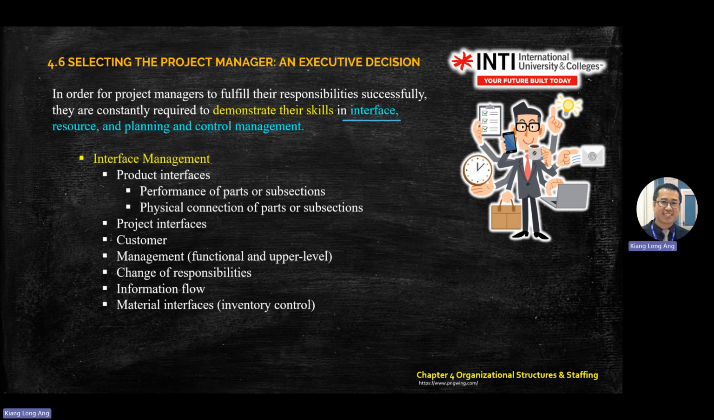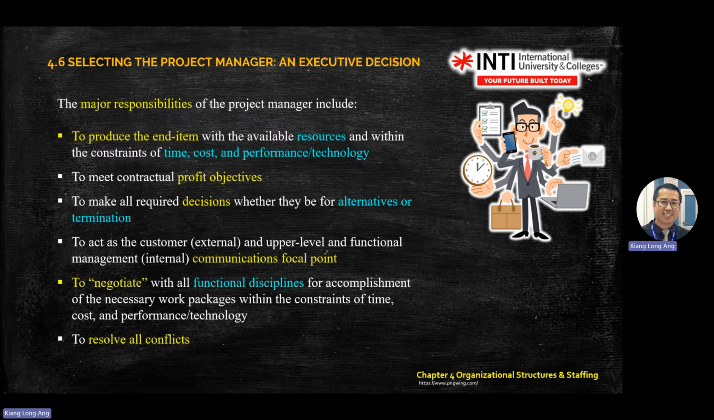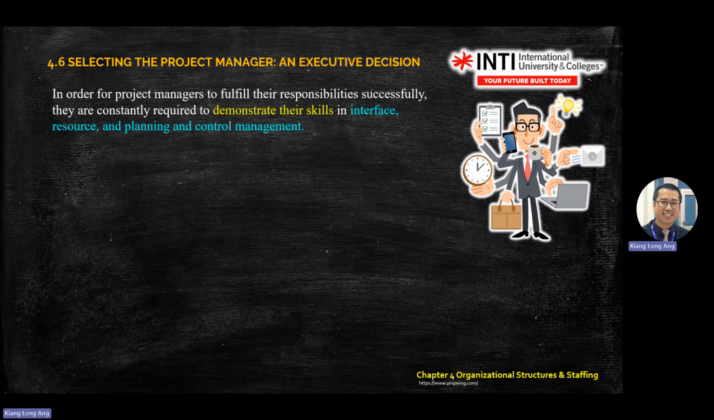So what are the skill sets they have? So this one is responsibility. Then what are the skill sets they need? So they need skill sets for interface, resources, planning, and control. So they have 1, 2, 3 skill sets. You need these three skills.